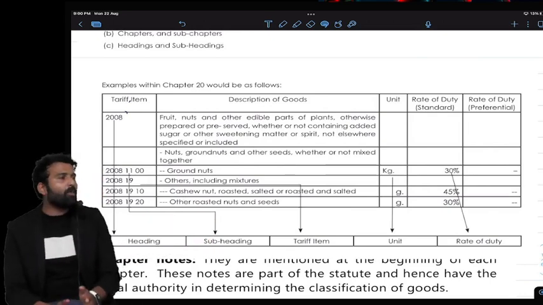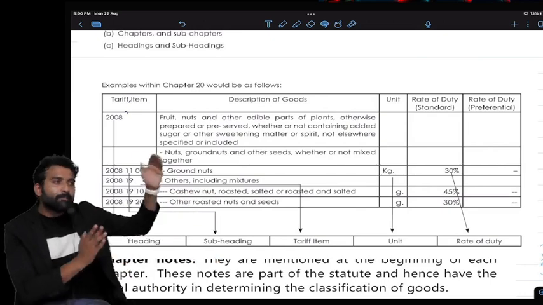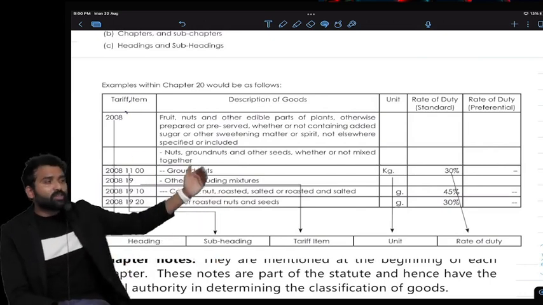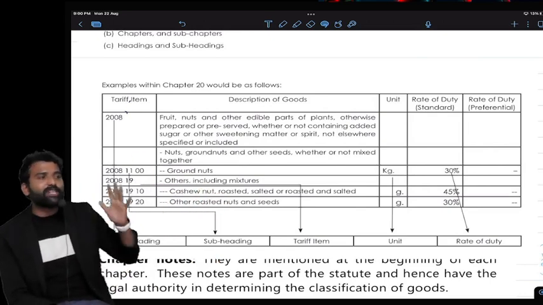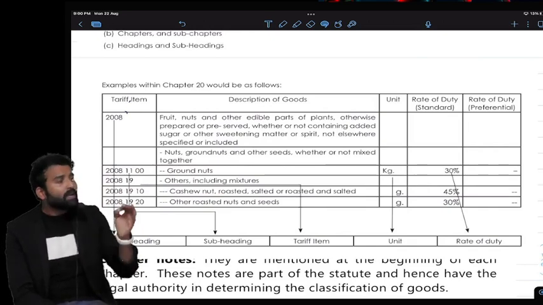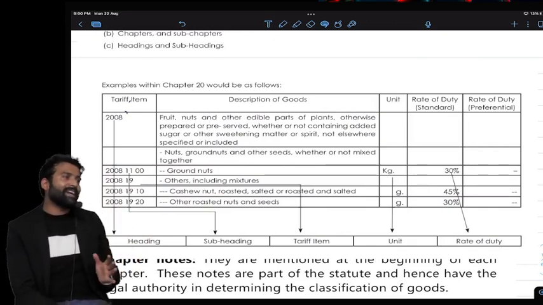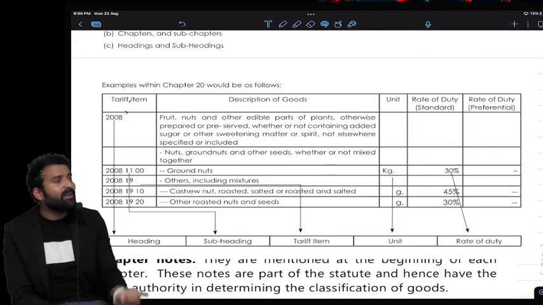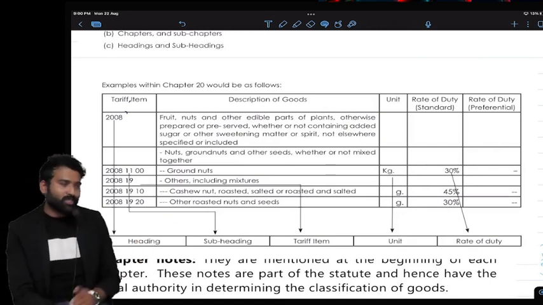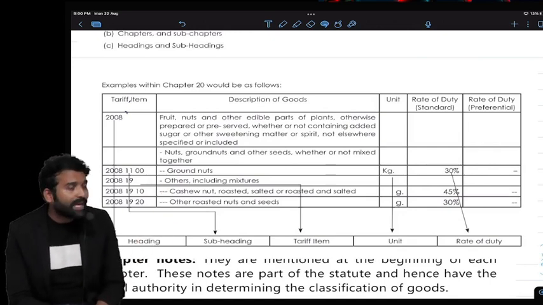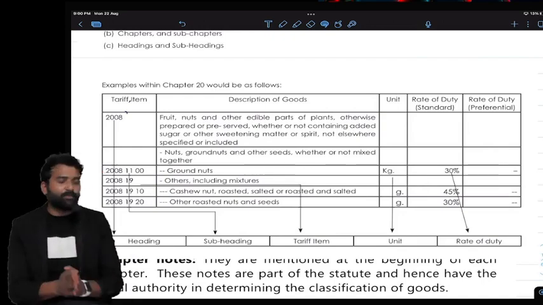So the Indian government is giving preference to some preferential areas, and if the goods originate from that area, then the preferential rate of duty will be applicable, subject to a preferential rate being available. If there is no preferential rate available, then I will use the standard rate for all goods. That is the two types of rates: standard rate and preferential rate.